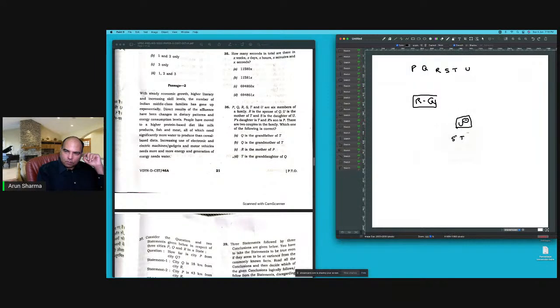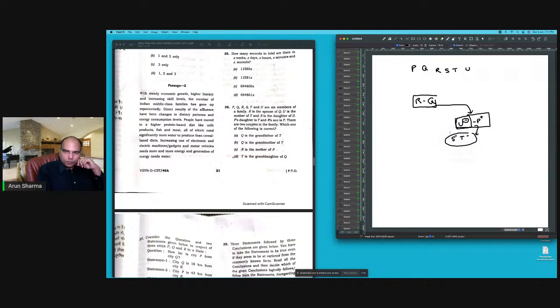So I've got a mother-son-daughter relationship. T ke bare mein we don't know. And P's daughter is T. So T is a female now. So U and P are also married because U is also the mother. So P's daughter is T and R's son is P. So ye bahu hai U. There are two couples in the family. Okay, RQ, UP, we've been able to identify them.